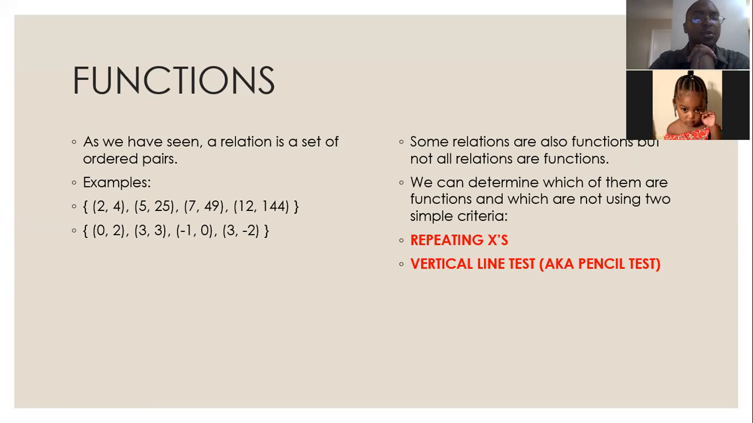The first test is what we call repeating x's. Do we have x's that are repeating, where an x shows up more than once? And the second thing is called the vertical line test, or we call it the pencil test in mathematics, just because that's easier to remember for lots of people. But it's called the vertical line test.